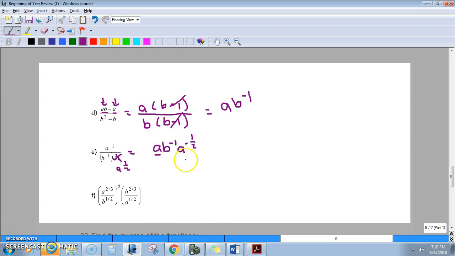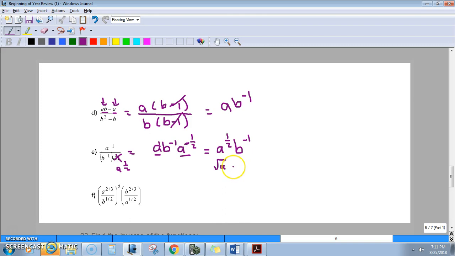Cool. But I can multiply this a times this a because they have the same base, and all I have to do is add the exponents. So a to the first power times a to the negative 1/2 power is really a to just the 1/2 power, because 1 minus 1/2 is just 1/2, and b to the negative 1 power. Cool. And just remember, it wants us to write it like this, but this would really be the square root of a if we wanted to make that the square root of a.